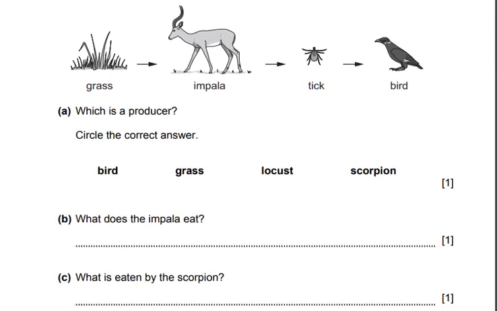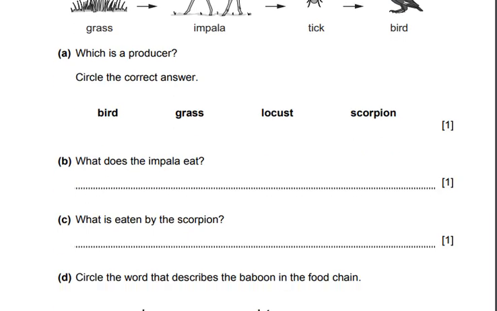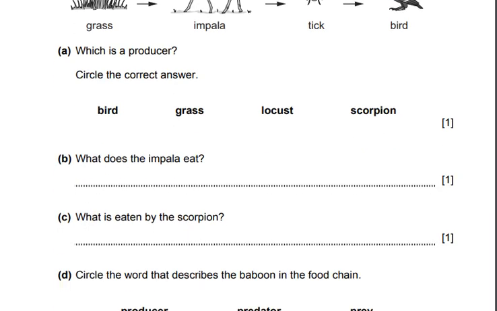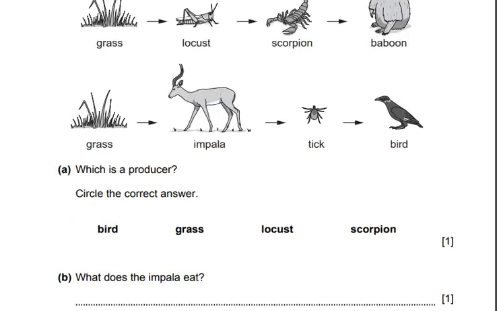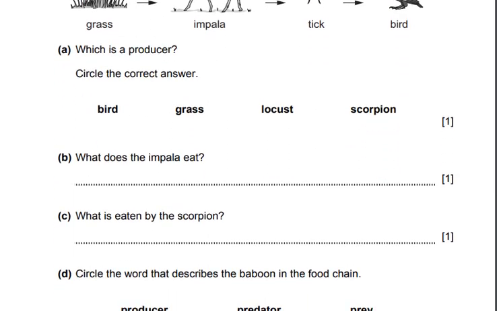Question B, what does the impala eat? So the impala eats grass, so you just write down grass. C, what is eaten by the scorpion? So the scorpion eats the locust, so you just write down locust.